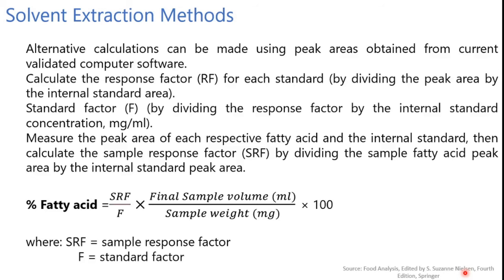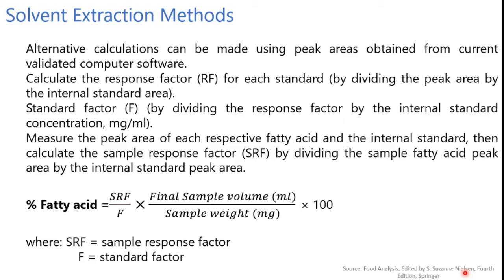Then alternate calculations. For perfect and absolutely accurate calculations, we have certain alternate calculations which can be made by using peak areas obtained from the current validated computer software. For that purpose, we first have to calculate the response factor, and the response factor is calculated for each standard by dividing it by the peak area of the internal standard. So that is the response factor.